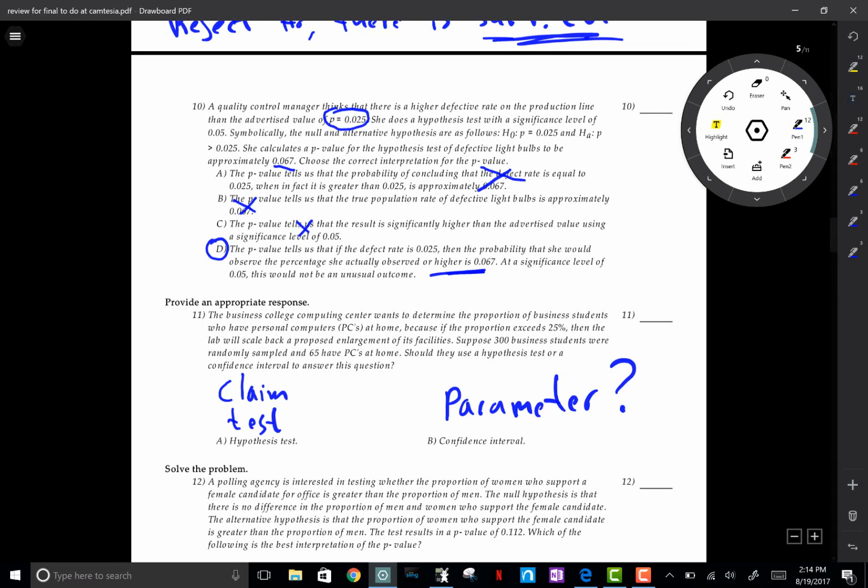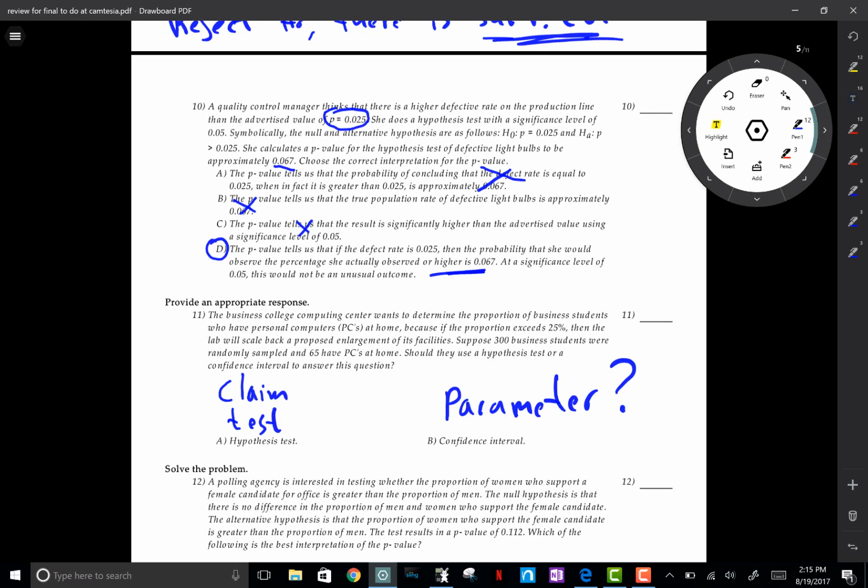So let's just recap. A confidence interval when we don't know what the parameter is and we want to figure out where the parameter lies. A hypothesis test is whenever we have a suspicion of what the proportion should be, but we don't believe that it's actually that proportion. So let's look at number 11, and once we're done with number 11, we'll stop and continue on with a new video.